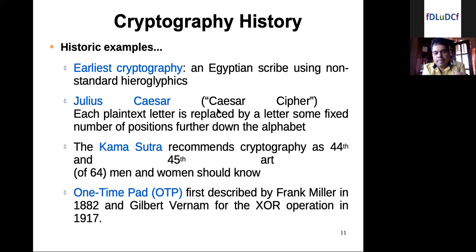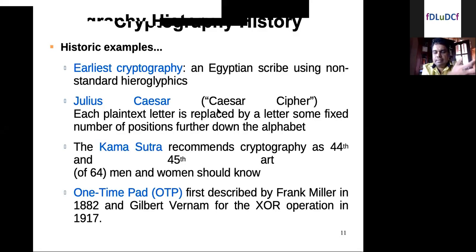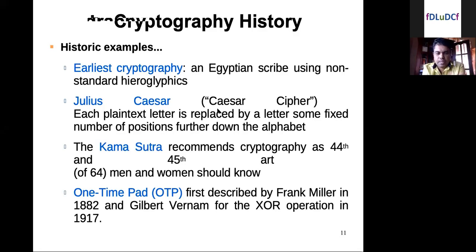Early cryptography basically refers to the Egyptian scribes, which are actually pictures carved into their pyramids and things like that. It's not really a cryptographic algorithm, but it's a kind of cryptography where people don't really know what it is unless they know the meaning of the pictures. There are two cryptographic algorithms documented in the world.